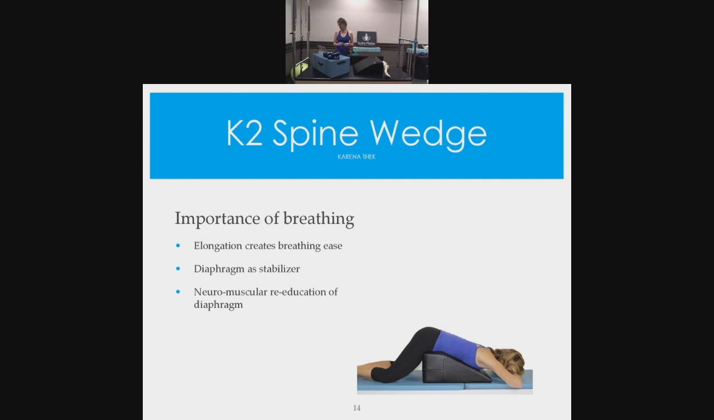Importance of breathing. So, of course, it keeps you alive. It's a good thing. The breathing is going to act as a neuromuscular stimulation from the inside out.